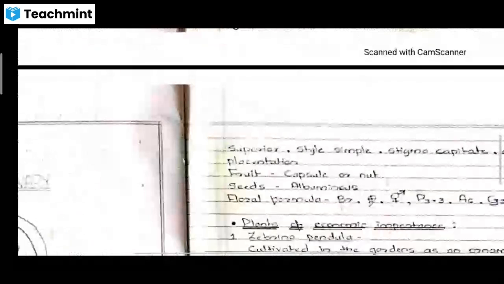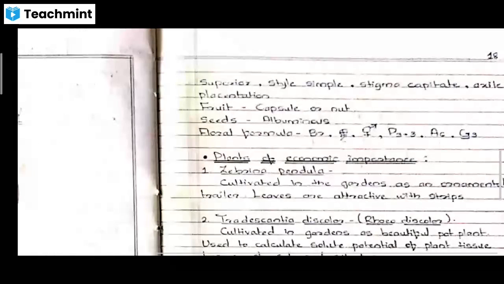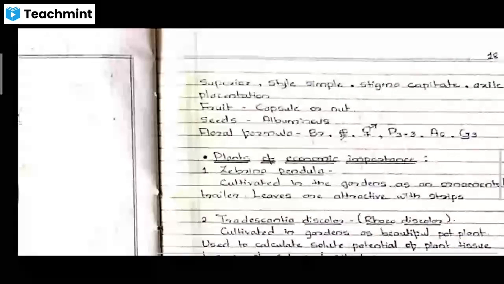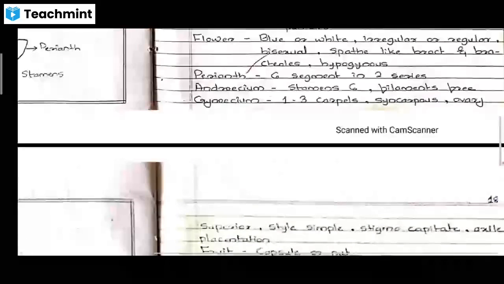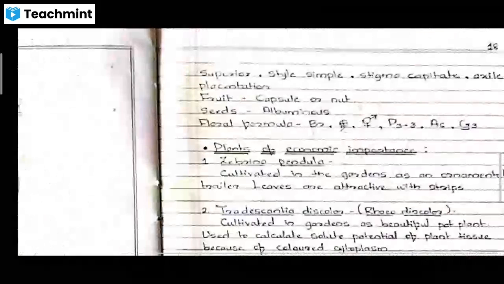Then the floral formula. Commelina bengalensis is bracteate. Then the second sign is for symmetry. Then it is bisexual. Then the perianth is 3 plus 3 because it is arranged in two series. Then the androecium is 6. The gynoecium has a superior ovary, with 1 to 3 carpels present in this Commelina bengalensis.